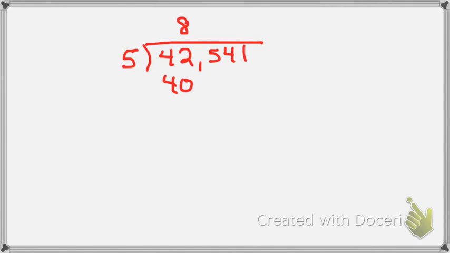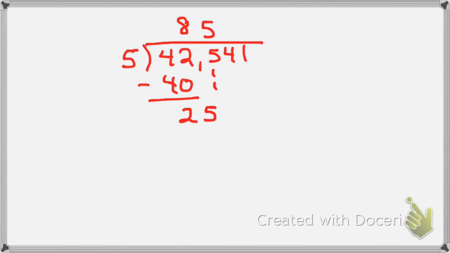And then what do you do with those numbers? You subtract them, right? So 42 minus 40 is 2. Now, 5 does not go into 2, so you bring the next number down, the 5. Now, 5 will go into 25. How many times? 5. Okay, 5 times.